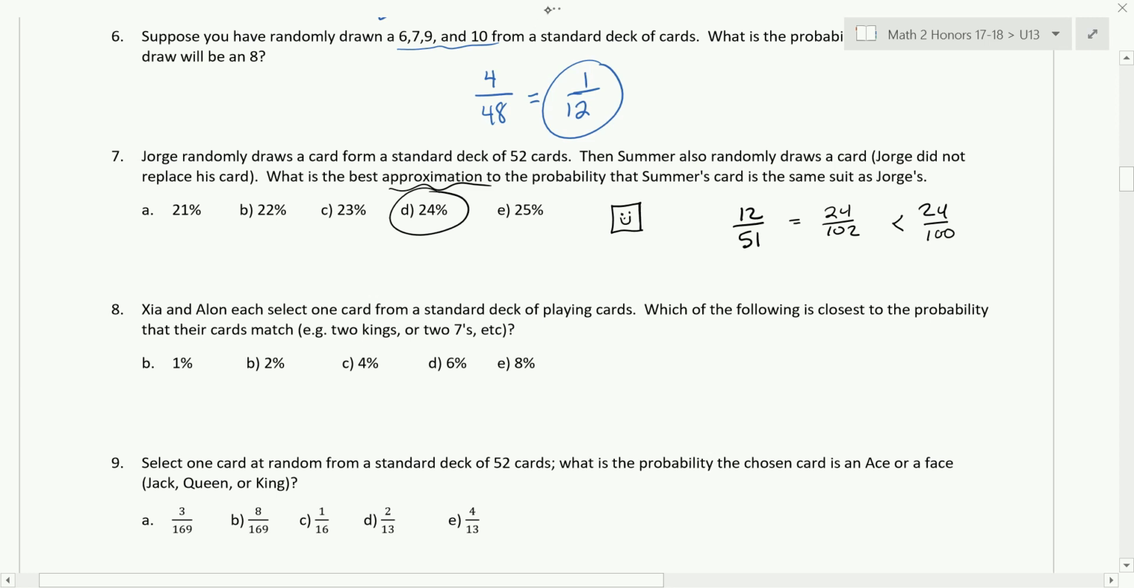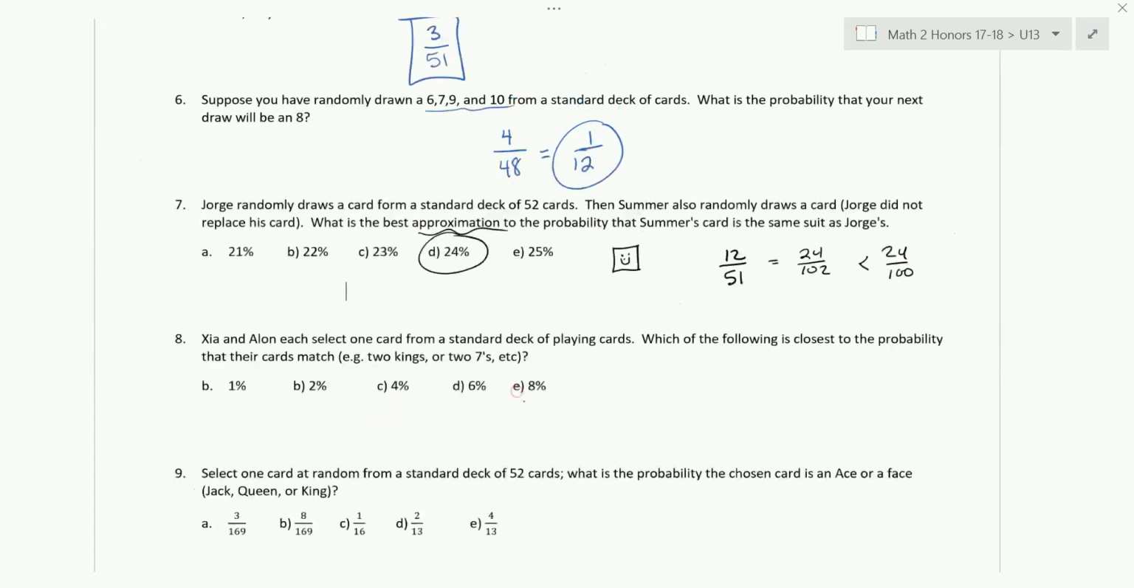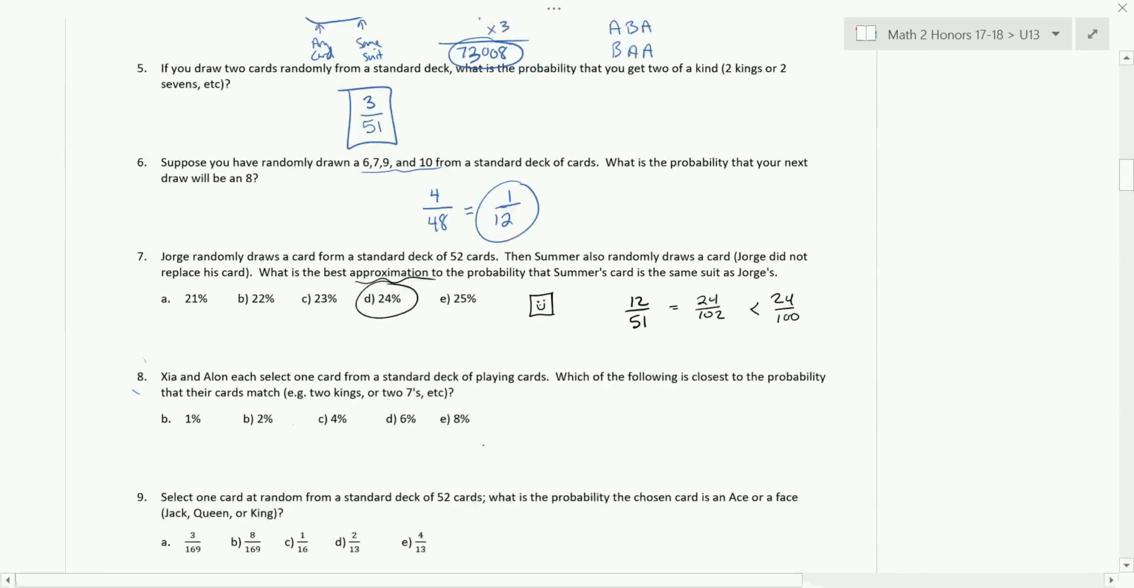Okay, so number 8 says you got 2 people. Each selects one card from a standard deck of playing cards. Which of the following is closest to the probability that their cards match? So that's actually the same answer, right? It's the same problem as number 5. You guys see that? And so the answer is going to be 3 out of 51. And then what is that as a decimal, or as a percent? Roughly 6%. Okay.